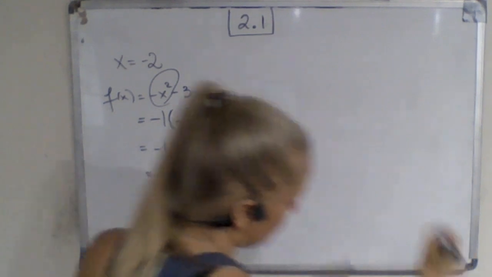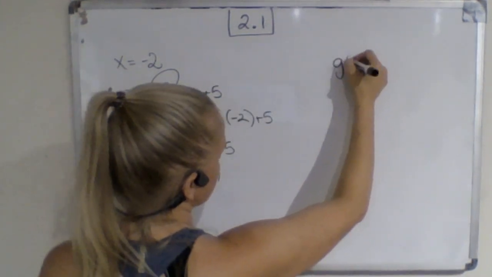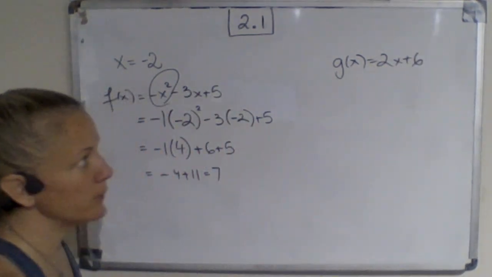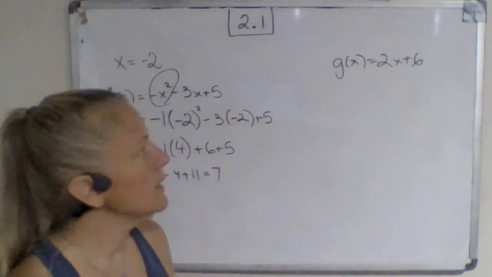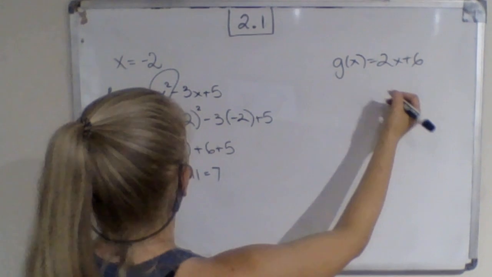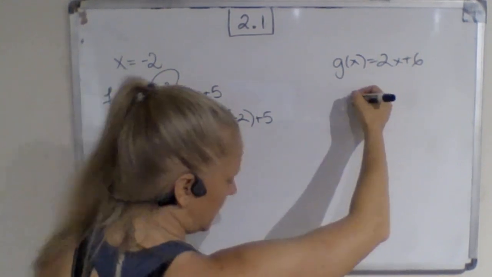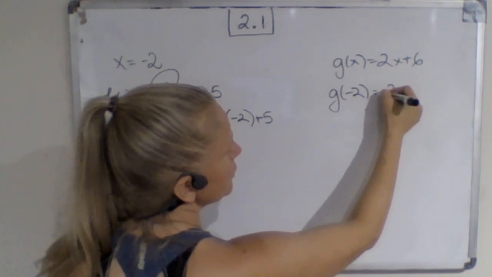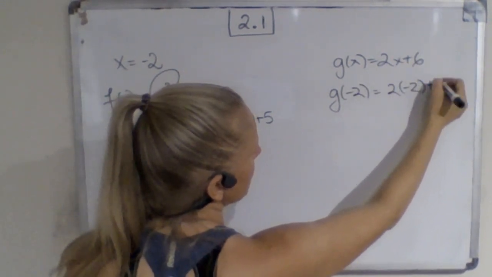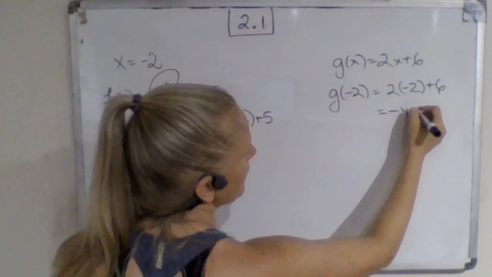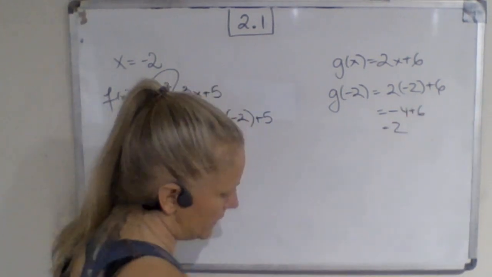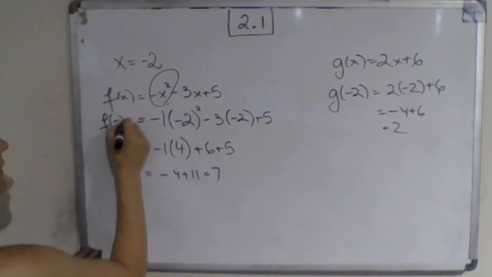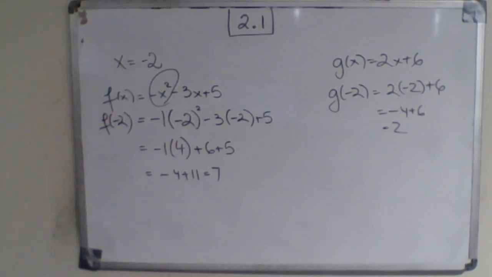For the second one, they said g of x is 2x plus 6. Yes, this is linear. X does not have an exponent, or if it were there, it would be 1. And all we have to do is find out what this is when x is negative 2. g of negative 2 is 2 times negative 2 plus 6, or negative 4 plus 6, which is 2, and that is the value of it, okay? We can write this as f of negative 2, just in case you're wondering.